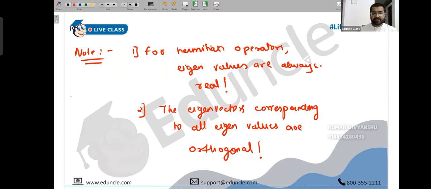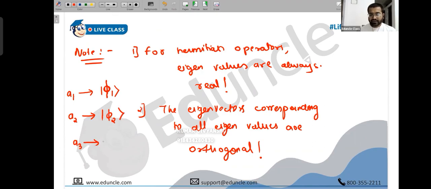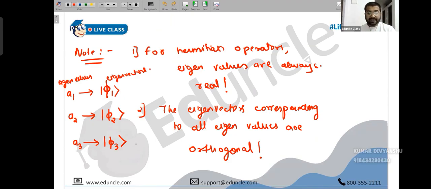Basically, suppose the eigenvalue A1 gives you a corresponding eigenvector phi1, the eigenvalue A2 gives you a corresponding eigenvector phi2, and the eigenvalue A3 gives you a corresponding eigenvector phi3. These are the individual eigenvectors of the 3 eigenvalues. These are eigenvalues and these are eigenvectors. Then what is the meaning of this statement? These are ket vectors, but these are not psi vectors.